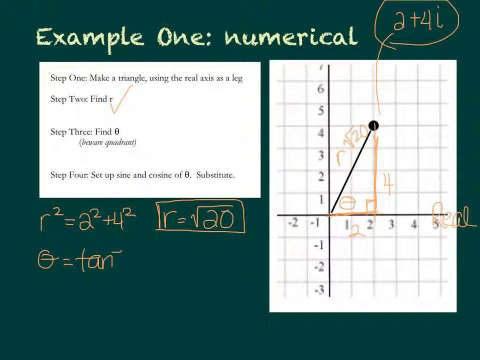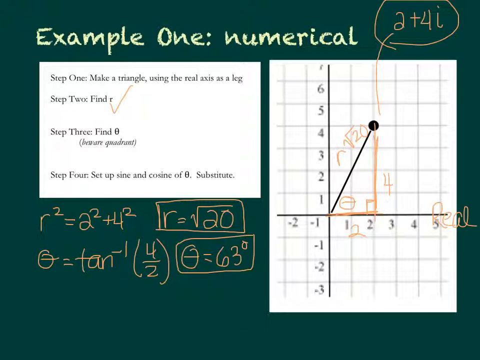So I know that theta is going to be the inverse tangent of 4 over 2. So theta equals 63 degrees. Now we're in the first quadrant, so I don't actually have to do anything. It's just 63 degrees. Now this last step is the hardest.